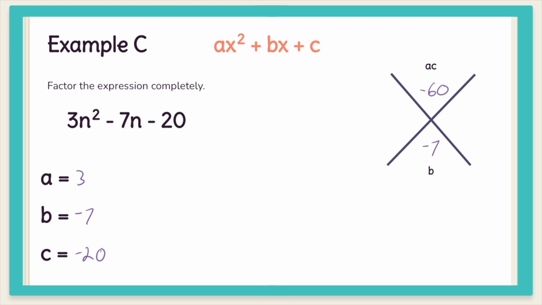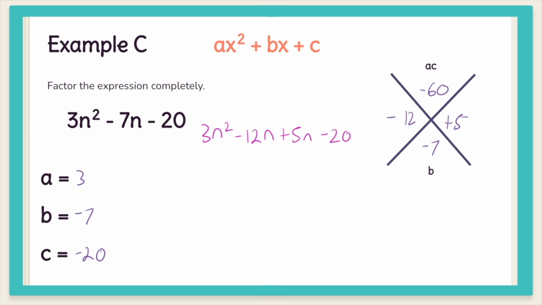We have a negative there, so we know one of our terms is going to be negative, so we just have to figure out which one that's going to be. So we've got 5 and 12. We want to get the bigger one negative, so we've got negative 12, positive 5. All right, we're going to go ahead now and write an expanded form, so we're going to have 3n squared minus 12n plus 5n and minus 20.